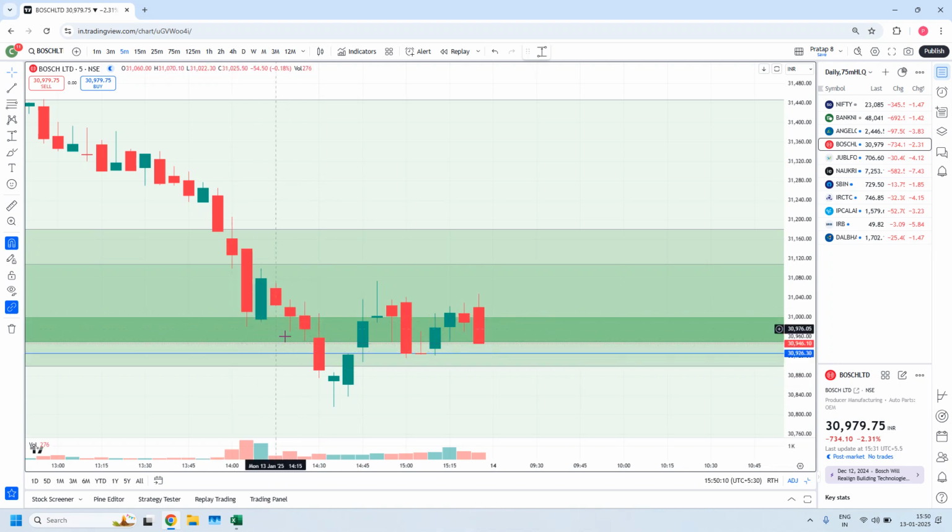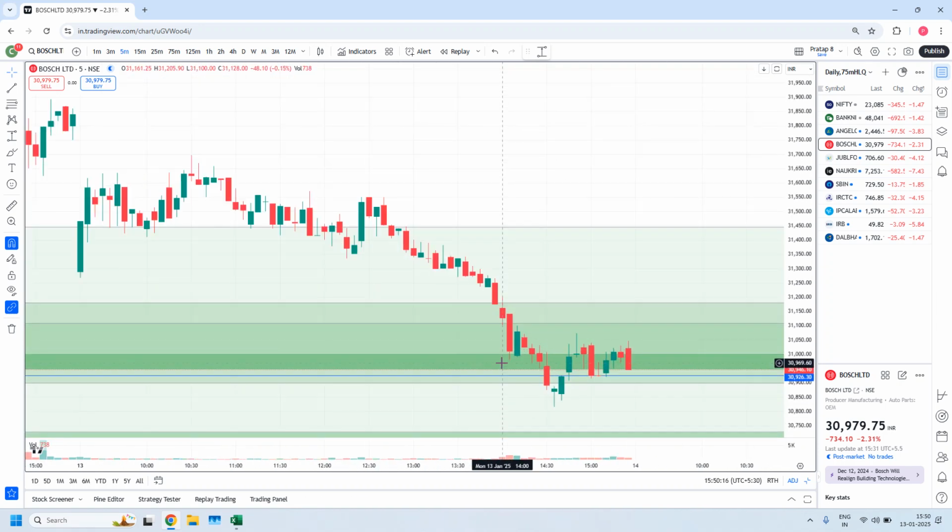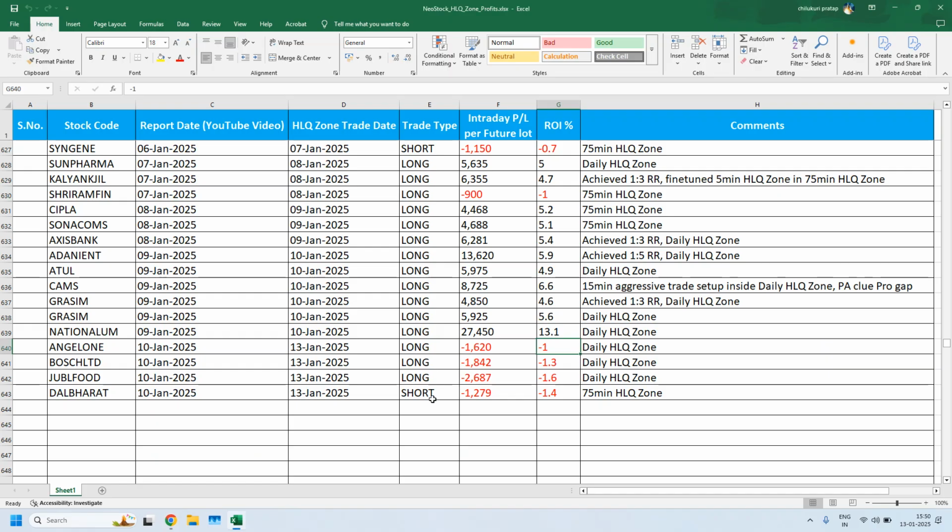So how much loss has it given? I am showing you directly all the 5-minute fine-tuned zones. How we fine-tuned all these zones, you can find in our yesterday's lesson 29.1 video. Unfortunately, in lesson 29.1, all the zones I am keeping are violated. We have all these days' profitable zones, but when it comes to the main lesson, we have a lesson with all stopped out trades. So very pity. Anyway, fine. So Bosch has given 1,842 rupees loss, which is 1.3% negative ROI.